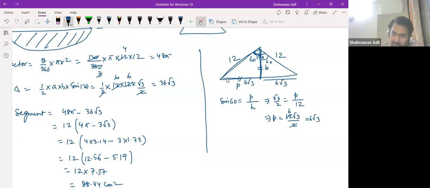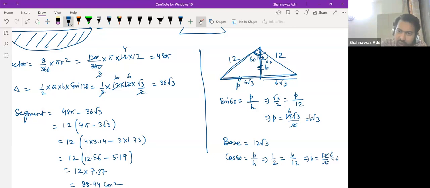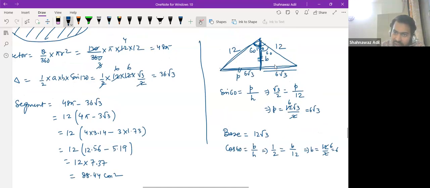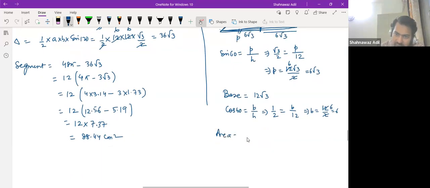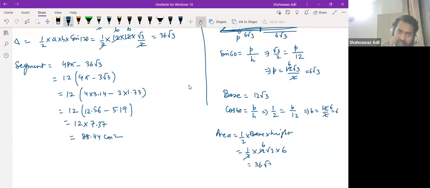So this is also 6 root 3. So in total, this base is 12 root 3. Now talking about the other base, cos 60 is b by h. So this is 1 by 2 and b by 12. So b is 12 by 2, which is 6. So we have this height and we have this base. So the area of the triangle would be how much? Half base times height. So half of 12 root 3 times 6. So we will get 36 root 3, same as this one.